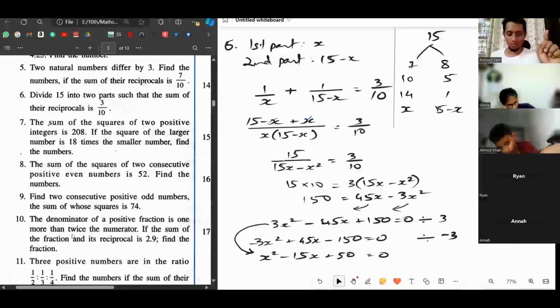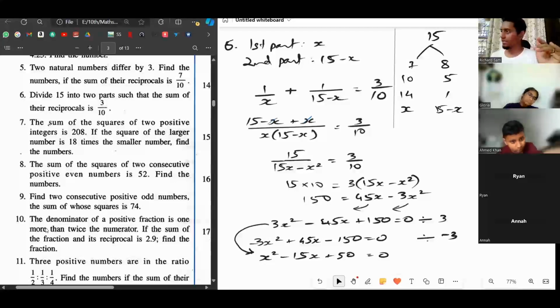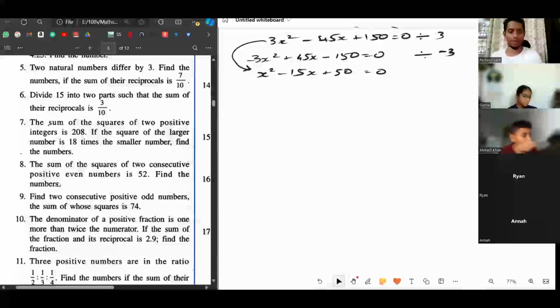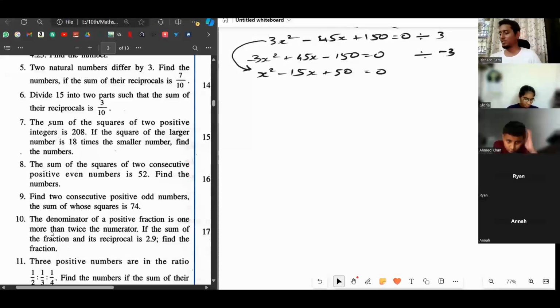Okay. Now I'm going to do one more question. That is question number 10. Everything till 10 is your homework. Look at question 10. The denominator of a positive fraction is 1 more than twice the numerator. If the sum of the fraction and its reciprocal is 2.9, find the fraction. You just have to follow the steps. So tell me, what do you understand from this?